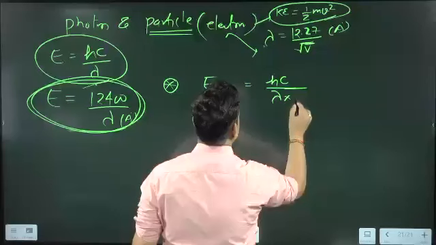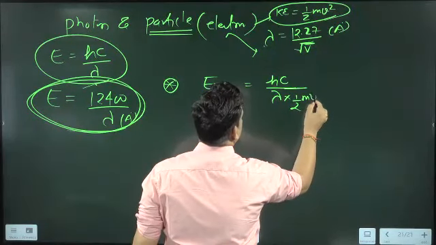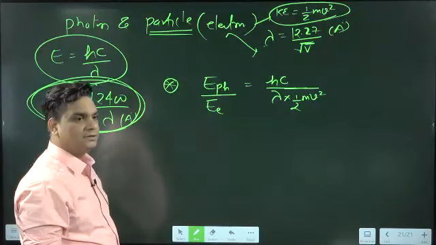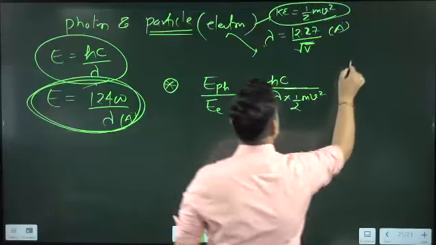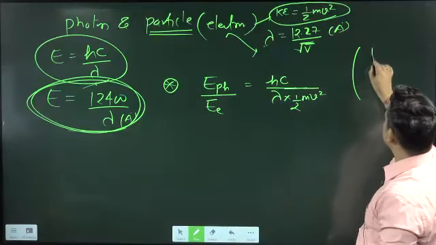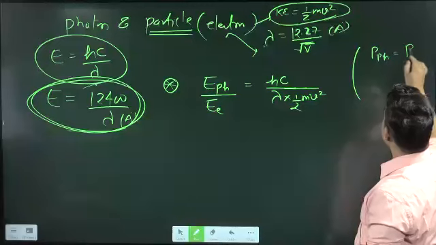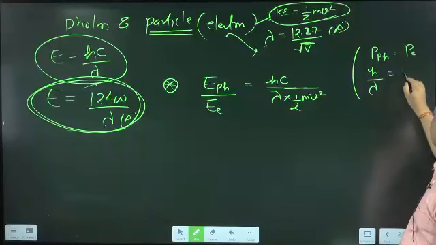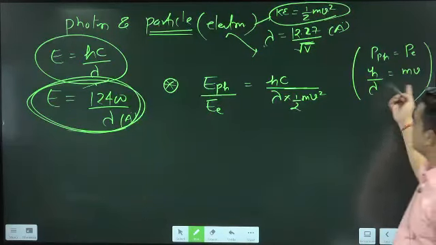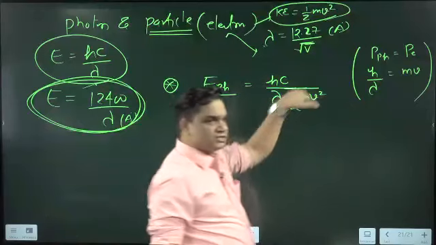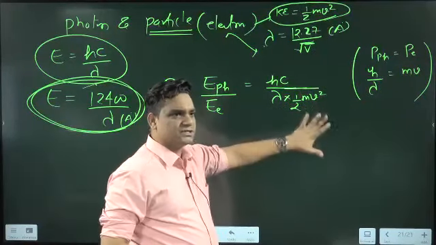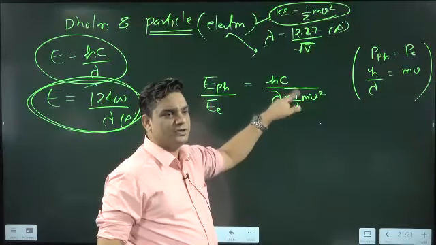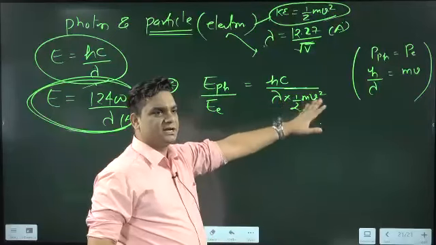We can write here half mv square. Okay, any problem here? Now in this one, if they are giving that momentum is same, so p of photon equals p of electron. So p of photon will be how much? h by lambda equal to m into v. So you will get one relation. Now we can replace here, we can cancel. All the time you have to do this thing only. hc by lambda, you will put here h by lambda as m into v, it will be cancelled, and we will get one relation here.